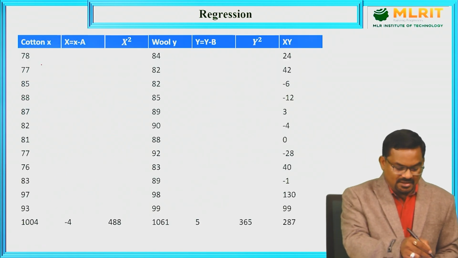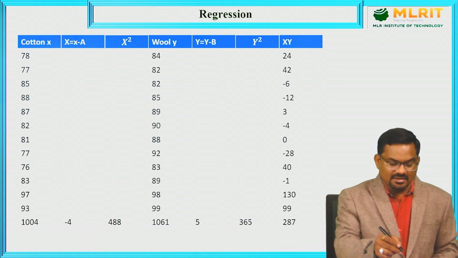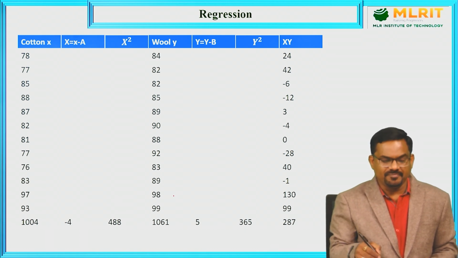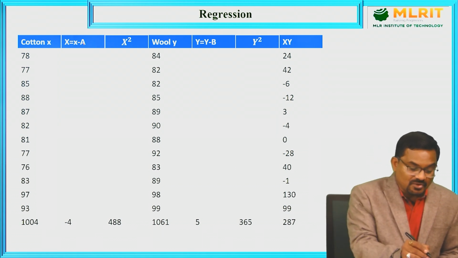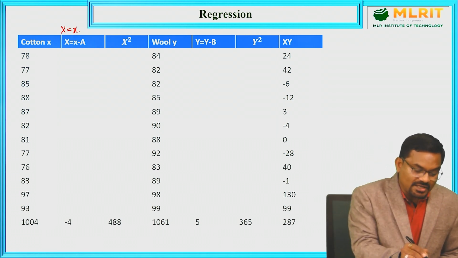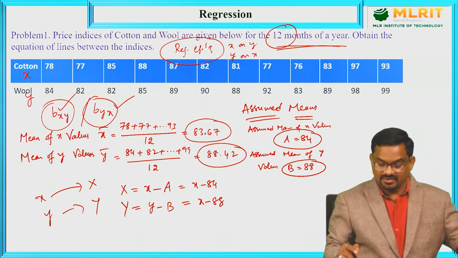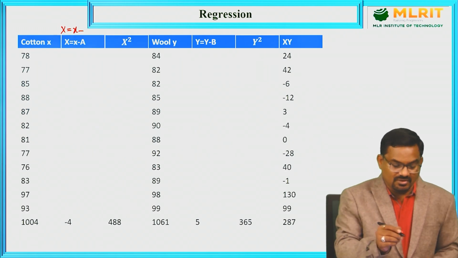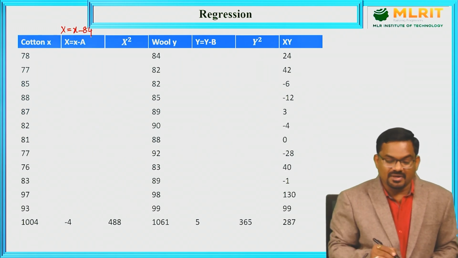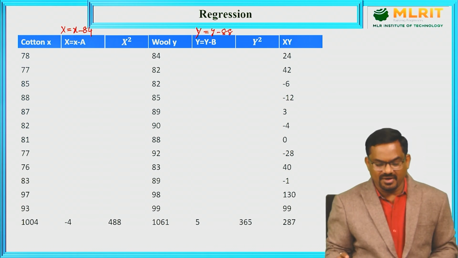So, here the first column denotes the values of x and the fourth one denotes the values of y, and we need to convert small x to capital X using this x minus a. So, here capital X is small x minus, what is the assumed mean of x values? Just now we have calculated 84. So, x minus 84 and capital Y is y minus 88, the assumed mean of y values.